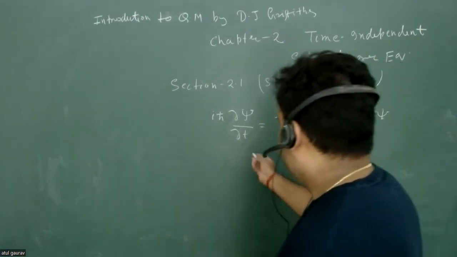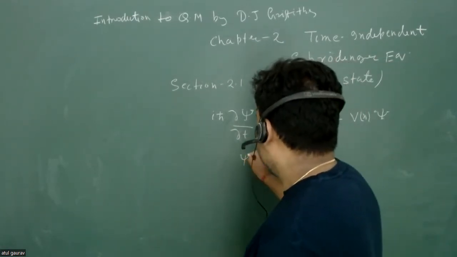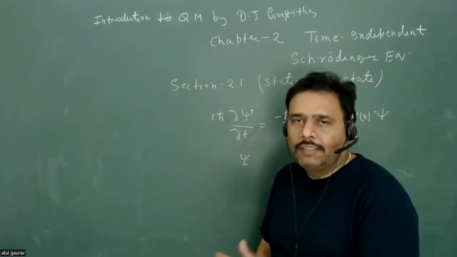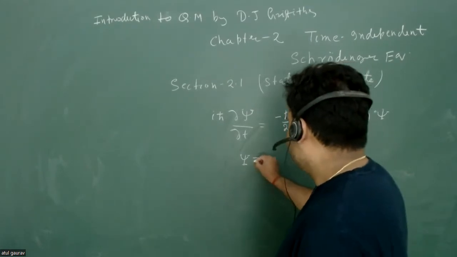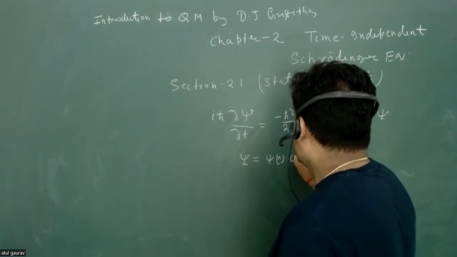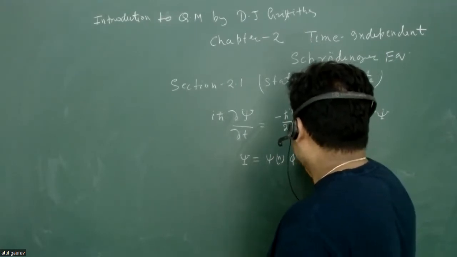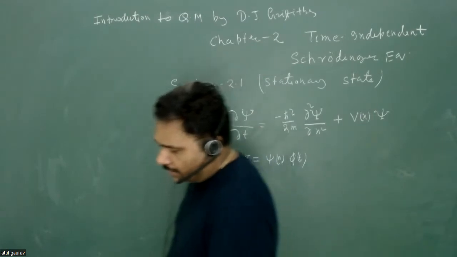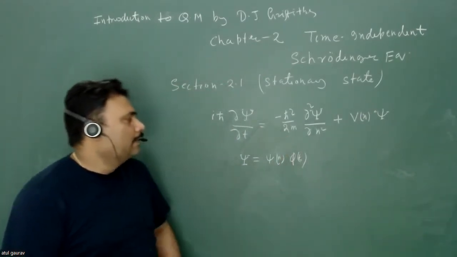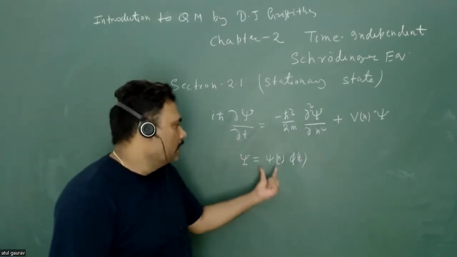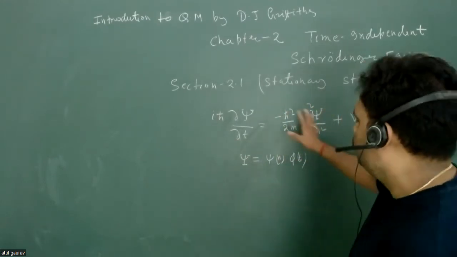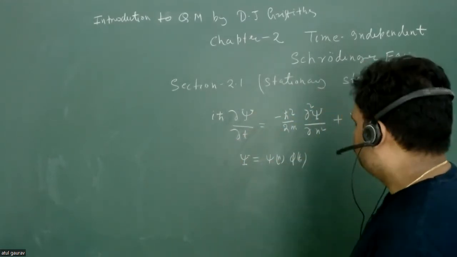So the basic solution is the Psi. This is capital Psi. They use two Psi, one capital and the other small. So this capital Psi is basically small psi(x) times some function phi(t). This is the notation they have used. The phi(t) is the time part of this differential equation, and psi(x) is the space part. I am not going to discuss how to solve this particular differential equation.